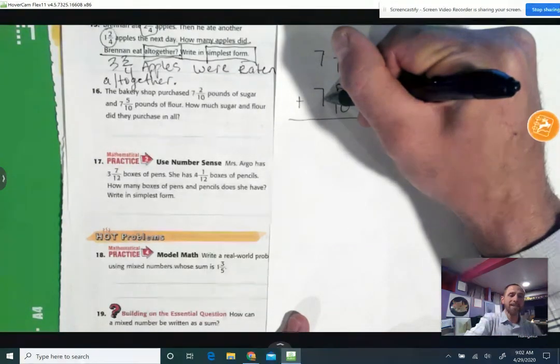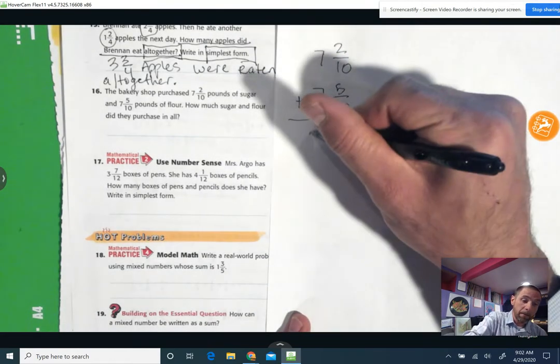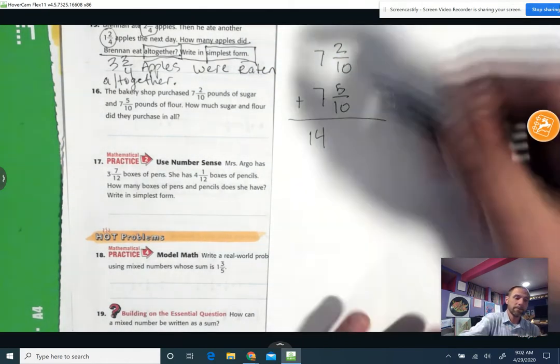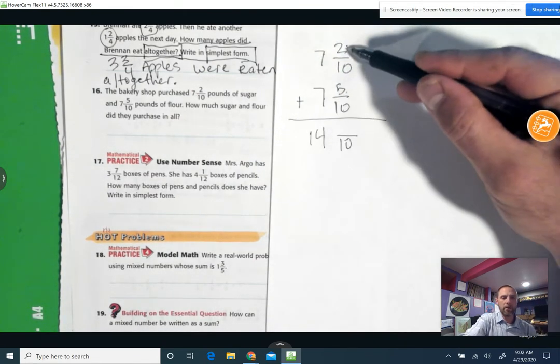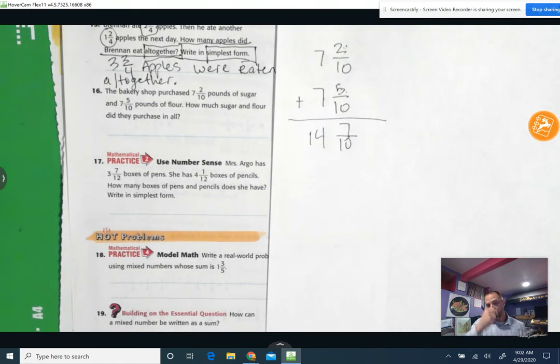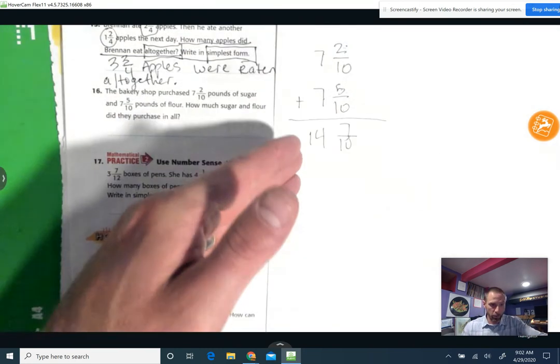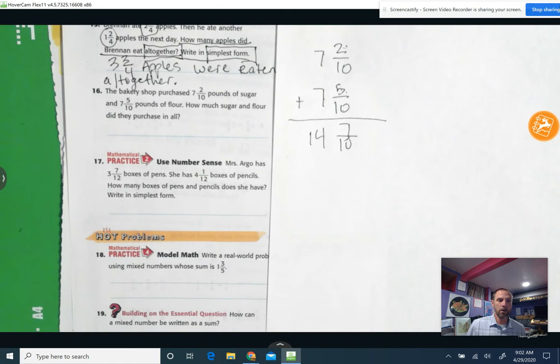Our 7 plus 7 are two whole numbers. That gives us 14. That's a massive mixed number. And then our denominator stays the same, 10. And we add up our numerators. 2 plus 5 is 7. 14 7/10. Okay? So that is the easy way of adding your mixed numbers, right? Add your whole numbers first, and then add your numerators. Keep your denominator the same. You end up with 14 7/10 pounds of sugar and flour purchased all together.